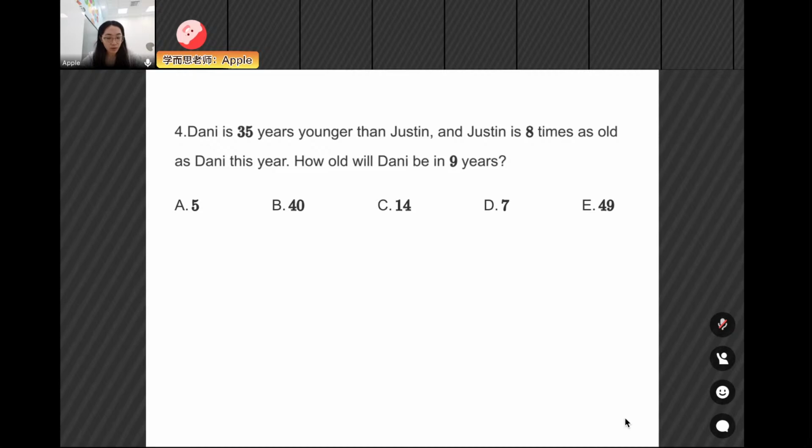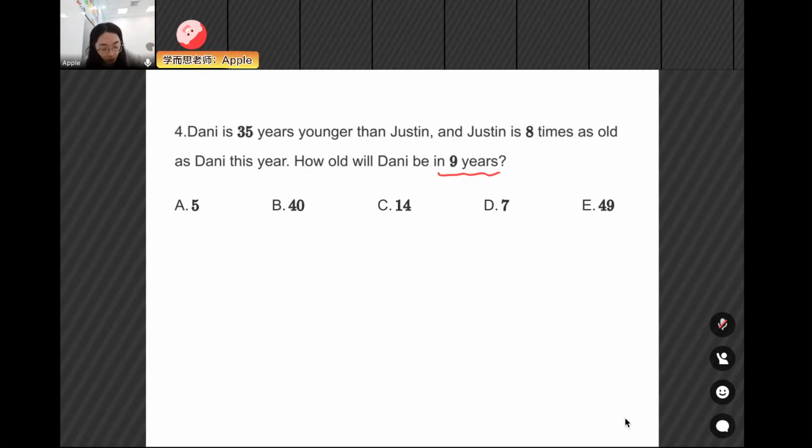Then, following this, for question 4: Danny is 35 years younger than Justin, and Justin is 8 times as old as Danny this year. How old will Danny be in 9 years? Well, for this question, usually we start from the multiple part, right? When it comes to age problems, especially when you can see that there is some difference and multiple, we always start from the multiple part.